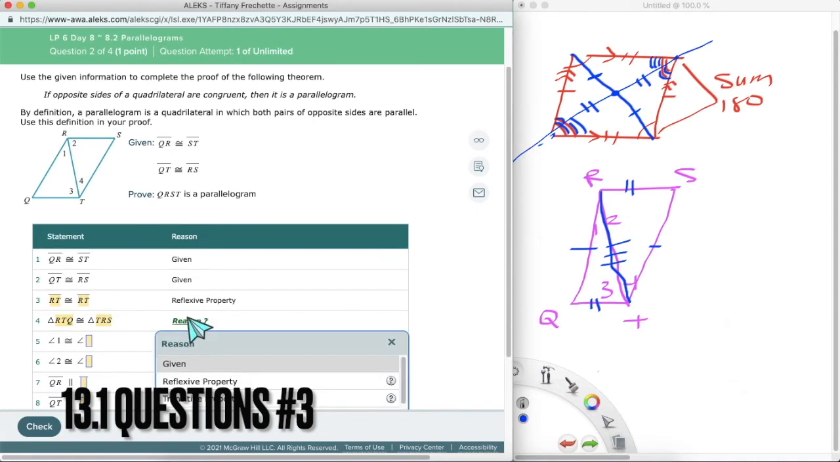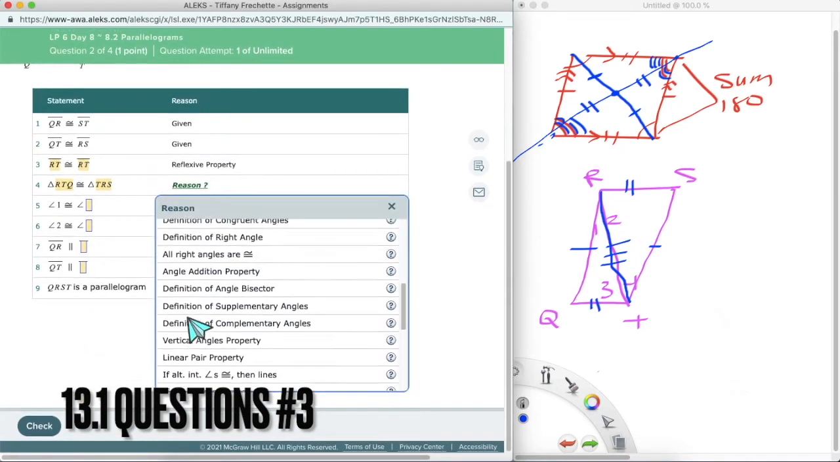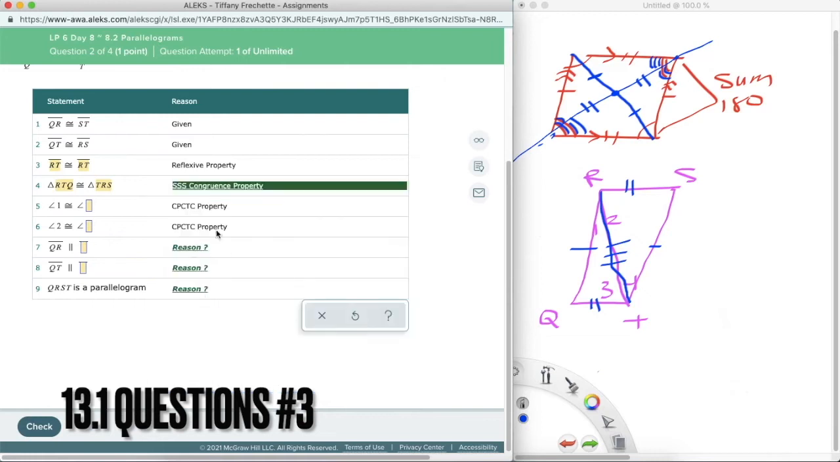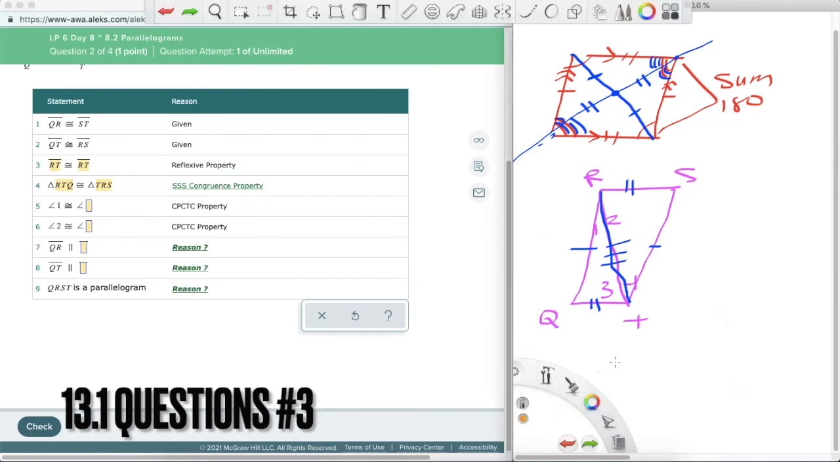So I want to go down to, usually these are at the bottom, so side, side, side congruence, and they've shortened that to be SSS. So I'm showing that all three sides of one triangle are congruent to all three sides of the other triangle. So now that I know the triangles are congruent, I can use CPCTC: corresponding parts of congruent triangles are congruent. That's what CPCTC stands for. So now I can say that angle 1 is congruent to angle 4 because they're corresponding to each other. And it's R and T, right? R is 1 and T is 4.